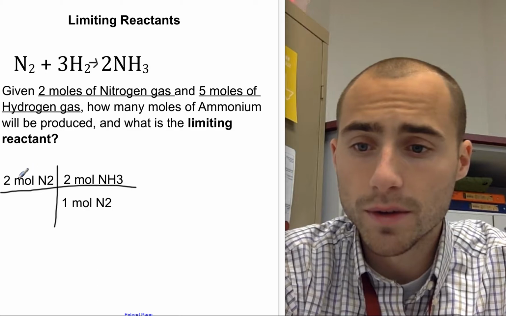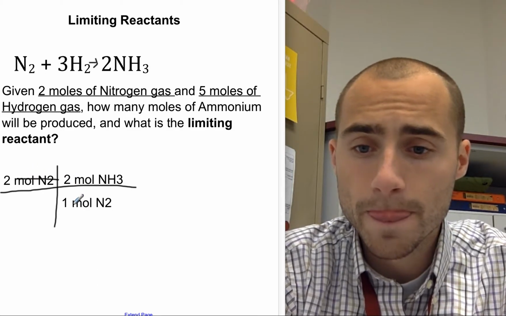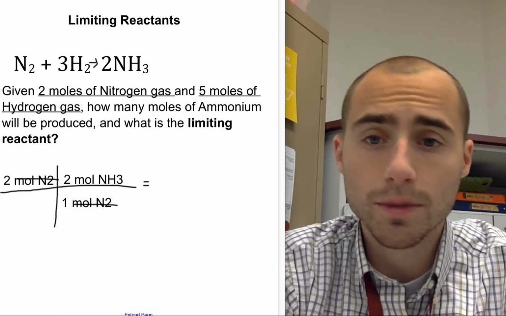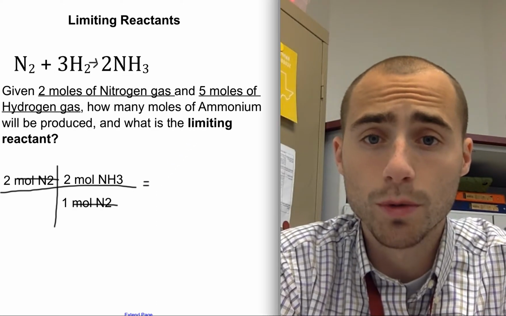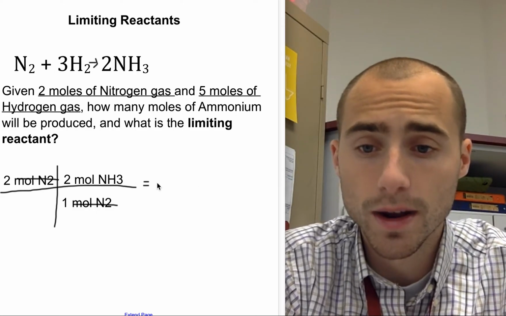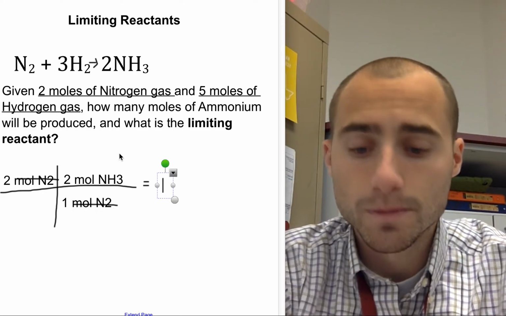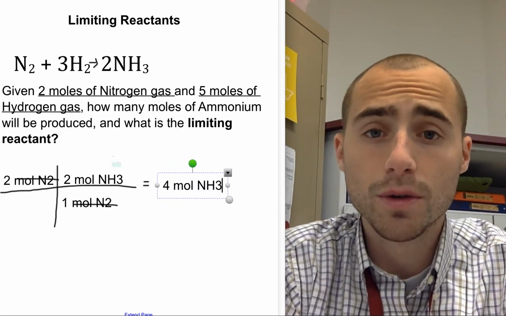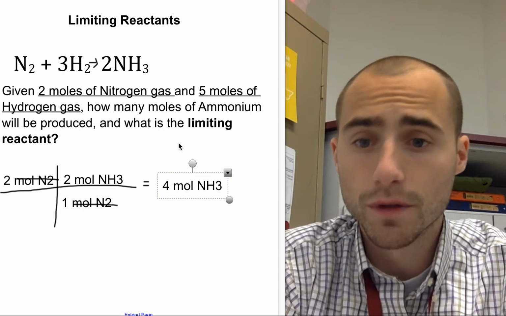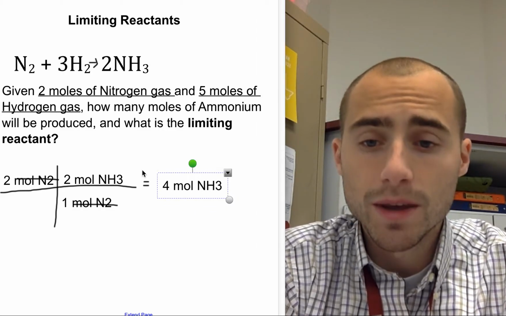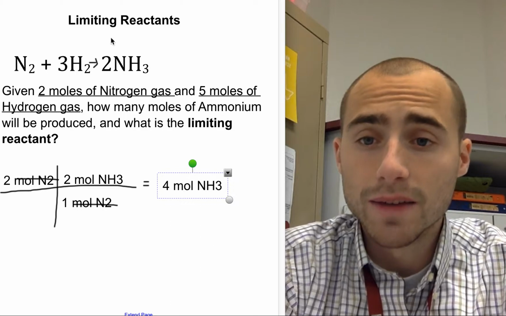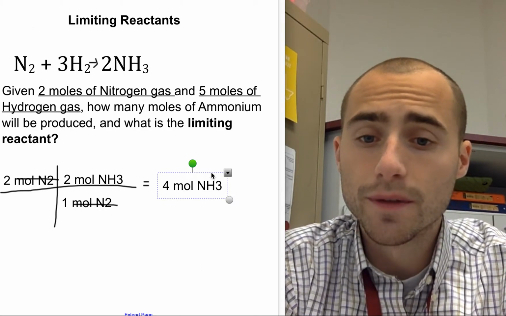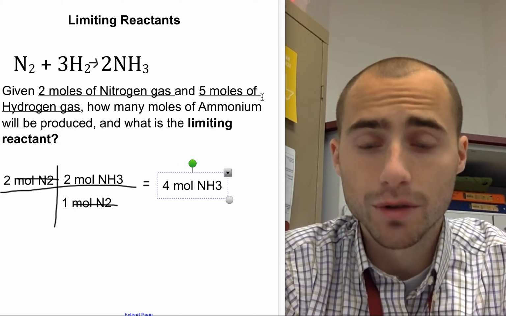So what have we done here? We've taken our moles of N2 and we have turned it into moles of ammonia. And then all you do is multiply across and solve just like you do with normal dimensional analysis. So 2 times 2 is 4, divided by 1 is 4. So you end up with 4 moles of NH3. It's important to make sure you put your units. That way you remember that we're solving for moles of NH3. What this means is given this reaction and given 2 moles of nitrogen gas, we can form 4 moles of NH3.